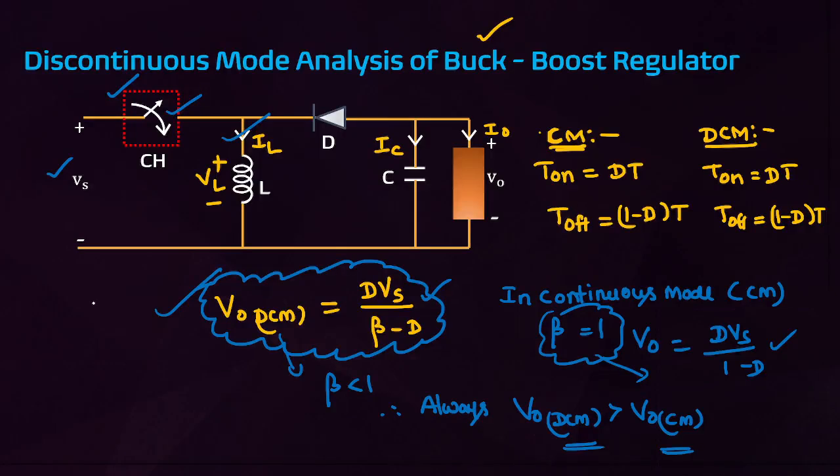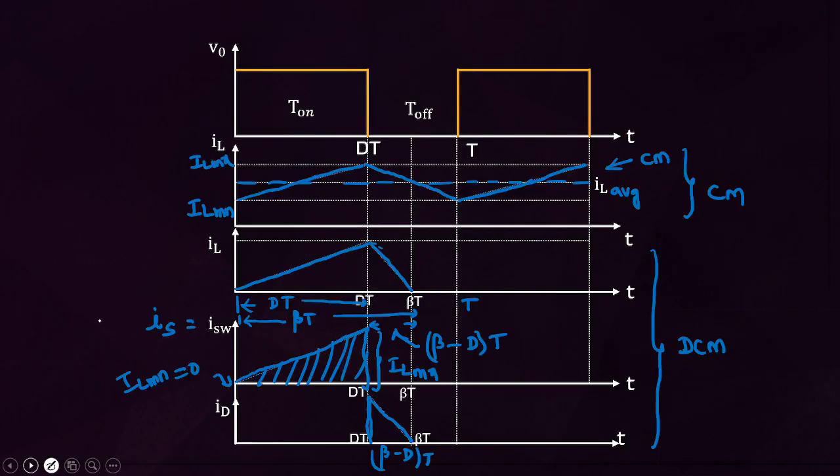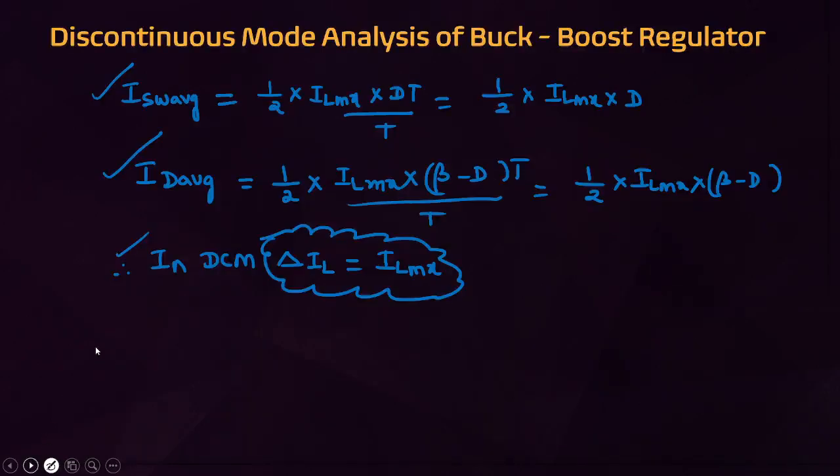And what is the discontinuous mode analysis? In discontinuous mode, V naught discontinuous mode equal to D Vs by beta minus D. Always discontinuous mode average voltage is greater as compared to continuous mode average voltage. And these are the formulas in discontinuous mode. Discontinuous mode means before completing one time period, current is 0.